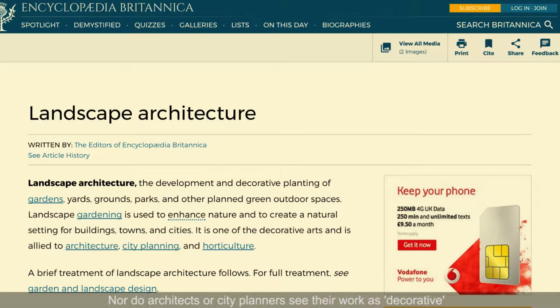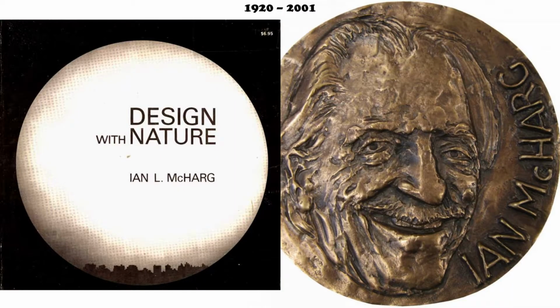Now for the encyclopedias. The Encyclopedia Britannica definition also overemphasizes decoration, as it does development, planting, and green space. It has no mention of conservation, of the environment, of urban design, or of landscape planning. Perhaps the definition dates from before the birth of Ian McHarg.